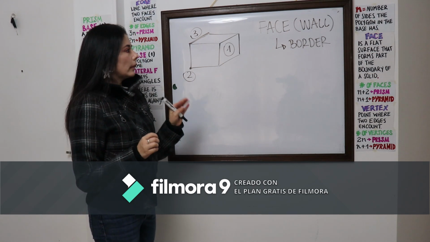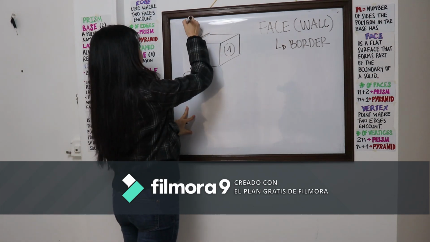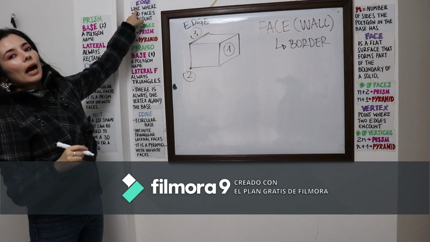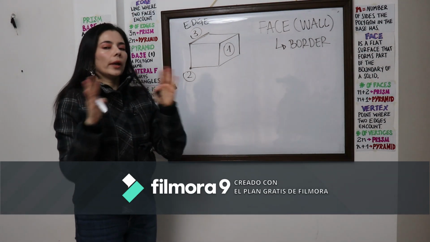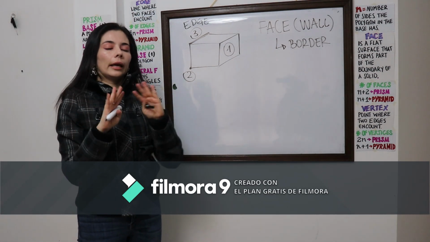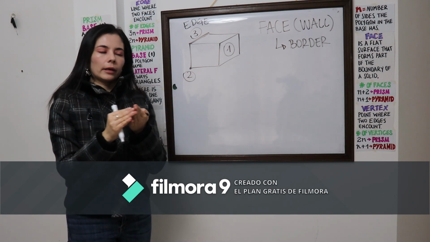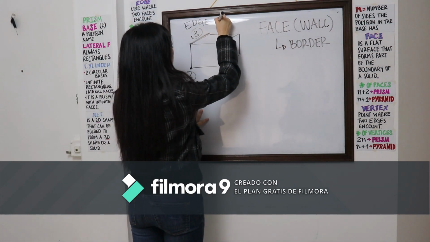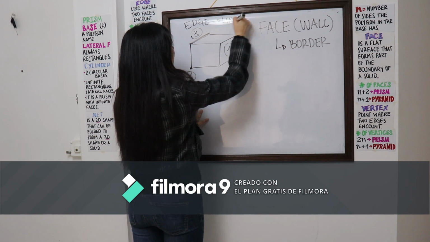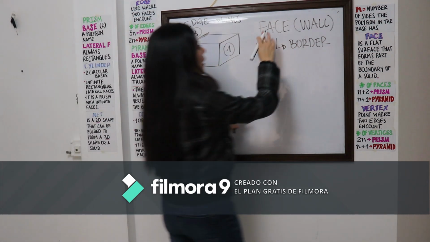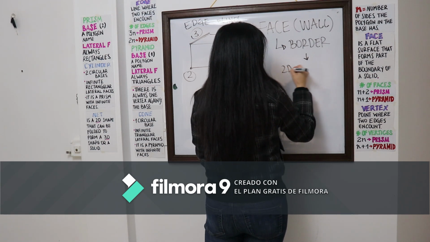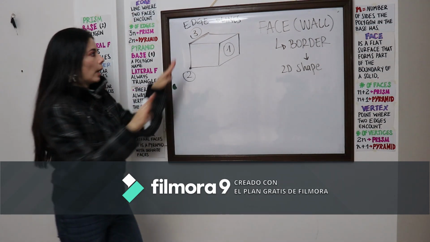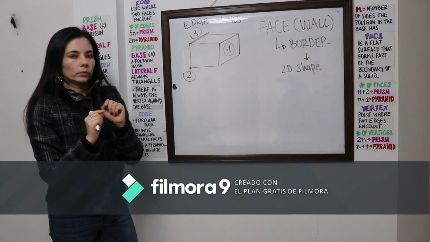Okay, now let's go with edges. We have edges here. This is an edge. What's an edge? An edge is nothing but the line where two faces encounter. So we know a face is like a wall, like a boundary for the solid, right? And the edge is where two faces encounter. So we're only thinking about lines now, okay? We know a face usually is a 2D shape. But then the edge is just a line. It's the line where two faces encounter.